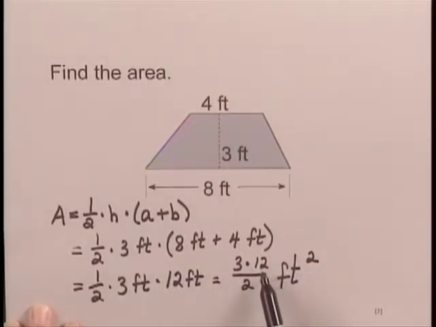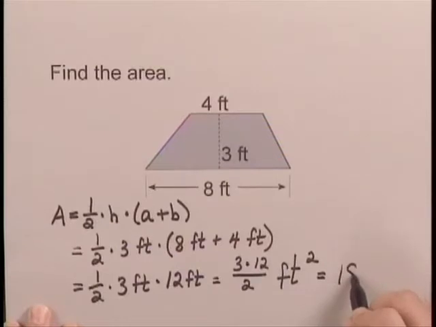3 times 12 is 36. 36 divided by 2 is 18. So my area for the trapezoid is 18 square feet.